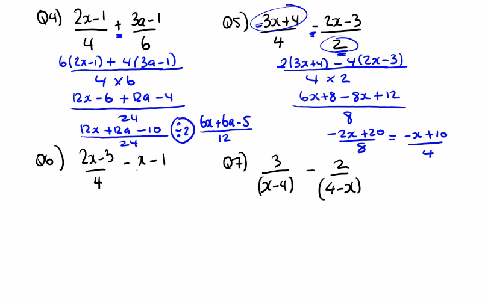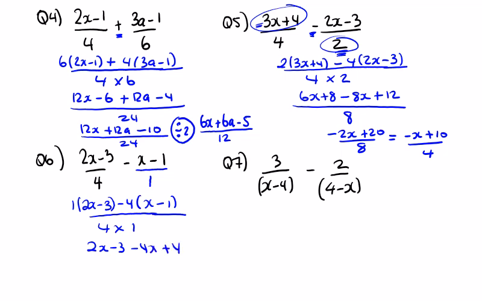Now for this one here, I think it's best if we write this as a fraction. So anytime I'm dealing with fractions and one of them is not a fraction, I'm going to write it as a fraction. So what's the rule? We multiply our two terms on the bottom, 4 by 1. We take our 1 and we multiply it by 2x minus 3, which you know multiplying 1 by something is not going to change its value, minus 4 by x minus 1. So we're going to get 2x minus 3 minus 4x plus 4 over 4, which is minus 2x plus 1 over 4, no common factors.